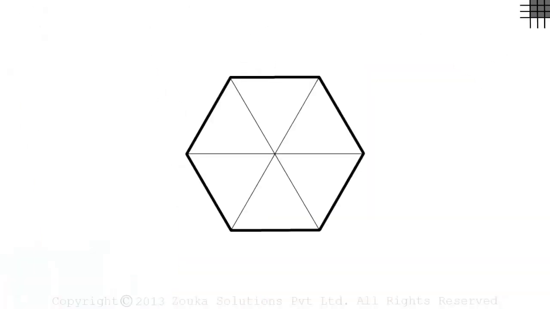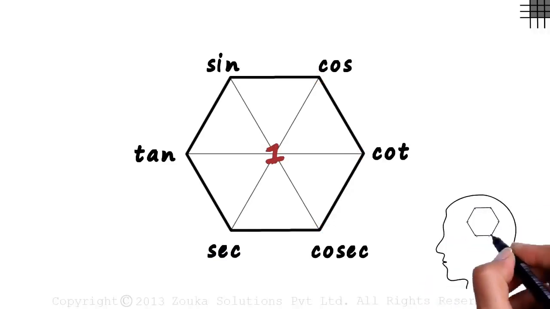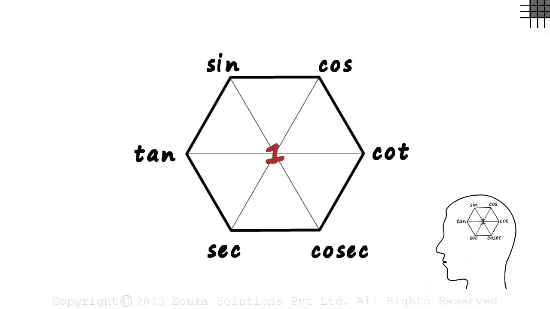We draw the superhex, write the number 1 at the center. Tan equals sine by cos, cot opposite to tan, and cosec here since all c's have to be on the right, and what remains is sec. I repeat the positions again and again so it gets etched in your brain after watching the video.